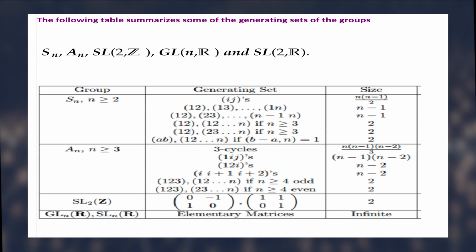Now take the group SL2 of the integers. The generating set is the 2 by 2 matrix [0, -1; 1, 0] and the 2 by 2 matrix [1, 1; 0, 1]. Then the size is 2. GLn of the real numbers and SLn of the real numbers: then the generating set is the elementary matrices, and the size is infinite.